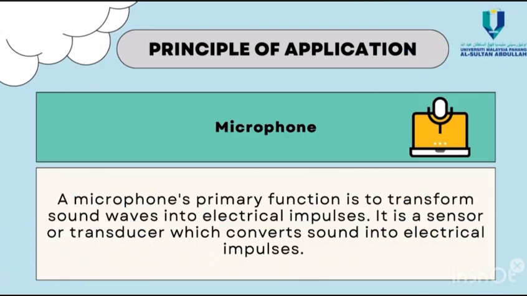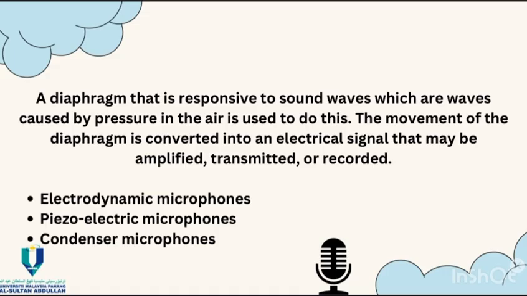The principle of application. A microphone's primary function is to transform sound waves into electrical impulses. It is a sensor or transducer which converts sound into electrical impulses. A diaphragm that is responsive to sound waves, which are waves caused by pressure in the air, is used to do this. The movement of the diaphragm is converted into an electrical signal that may be amplified, transmitted or recorded. Examples of microphones are electrodynamic microphones, piezoelectric microphones and condenser microphones.